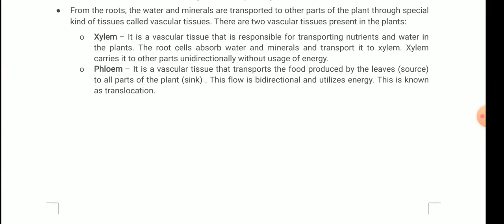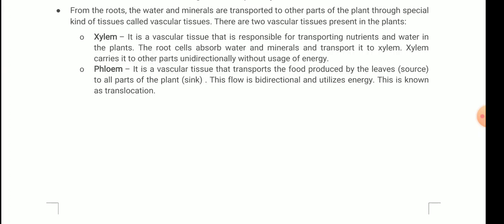There are two types of vascular tissues present in the plants, the xylem and the phloem. So let's discuss xylem and phloem. Xylem is a vascular tissue that is responsible for transporting nutrients and water in the plants. The root cells absorb water and minerals and transport them to the xylem. Xylem carries them to other parts unidirectionally without usage of energy.